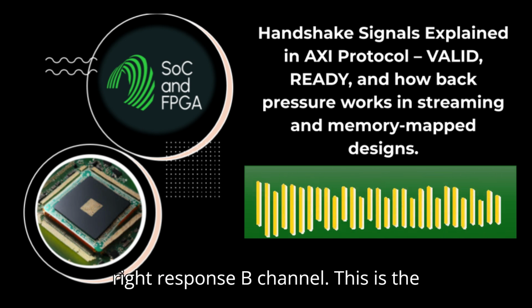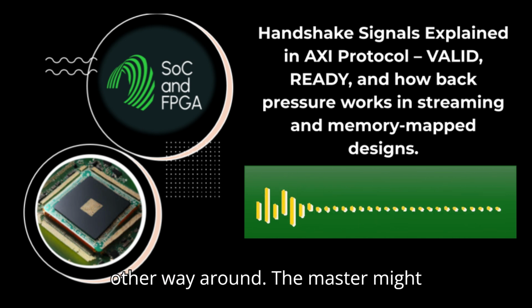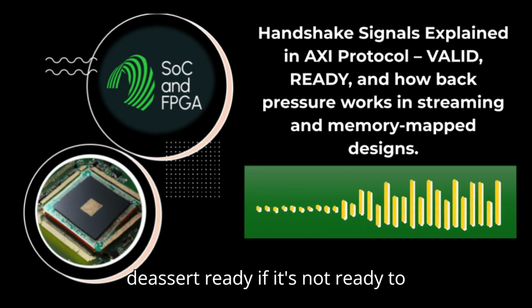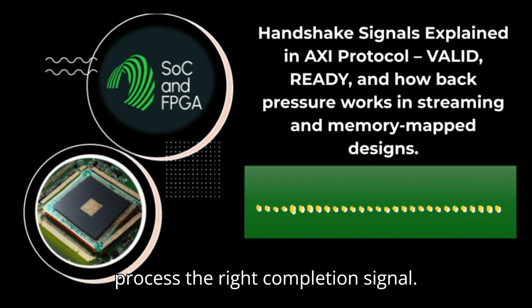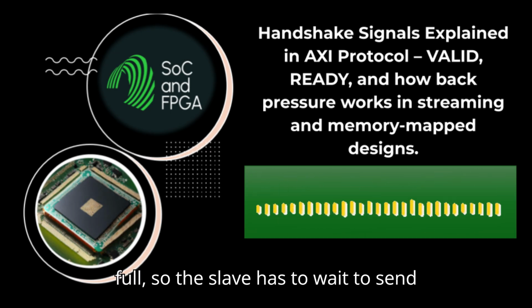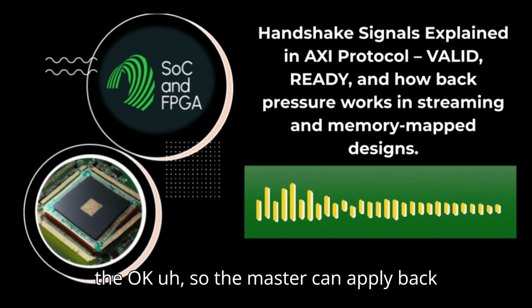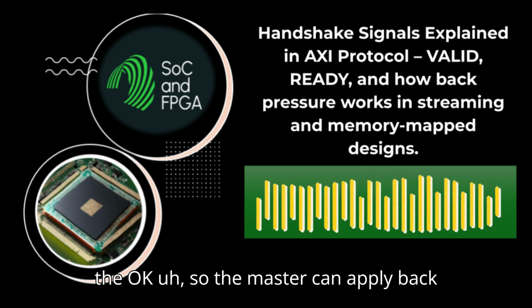On the write response B channel, this is the other way around, the master might deassert ready if it's not ready to process the write completion signal. Maybe its internal response queue is full, so the slave has to wait to send the OKAY. Ah, so the master can apply back pressure too.